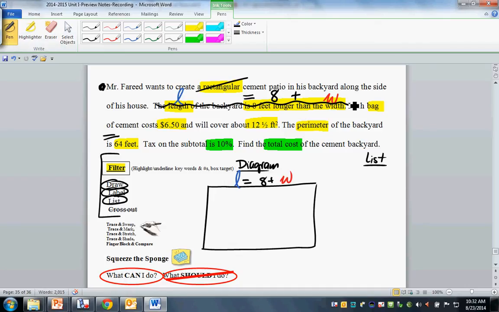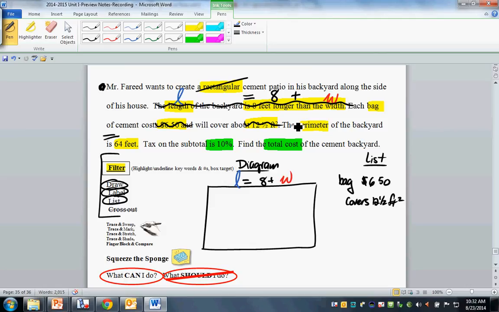Each bag of cement costs $6.50. Now that doesn't really go in our diagram. That's just going to go over here. So we write bag of cement, $6.50. And it covers 12.5 square feet. Covers 12.5 feet squared. Cross it out.